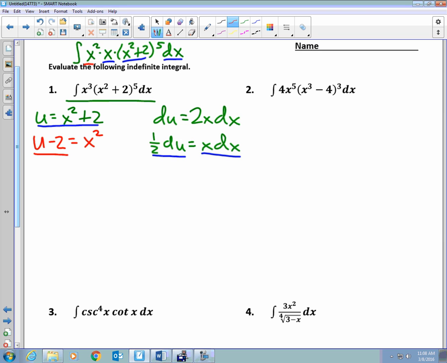One of the x's from the x cubed gets taken up by the 1 half du. I can't have another variable other than u. I can have a minus 2. This is still an expression in terms of u. I couldn't have an x in it. So as I make my substitution, watch what I have. Instead of x squared, what do I write? u minus 2. Put in parentheses. Instead of x dx, what do I write? Instead of x dx, 1 half du. Instead of x squared plus 2 to the 5th, u to the 5th.